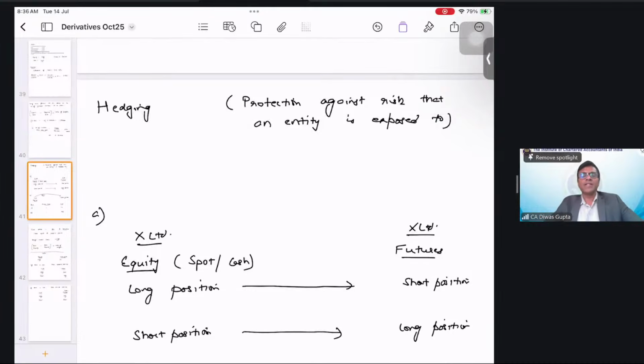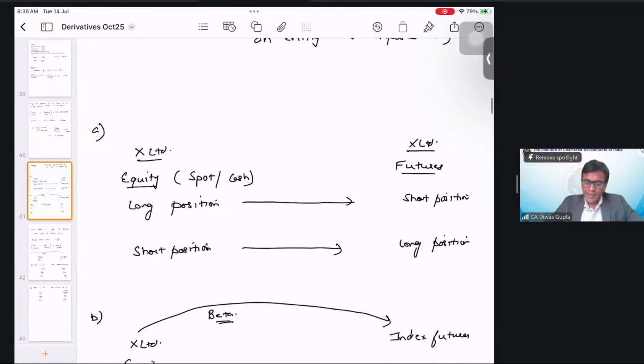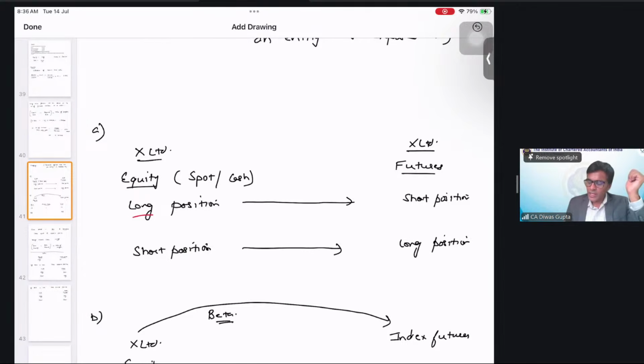Hedging, as a concept that we discussed, is about taking a decision on one sort of risk and applying how we can protect against those risks. For example, X Limited has an equity share which is dealt in the spot market, the cash market, and there is a long position and a short position, right? If I take a long position in the equity market, I will have to take a short position in the futures market. That means I have to take an opposite position in the futures market. That is clear, right? In the previous example also.